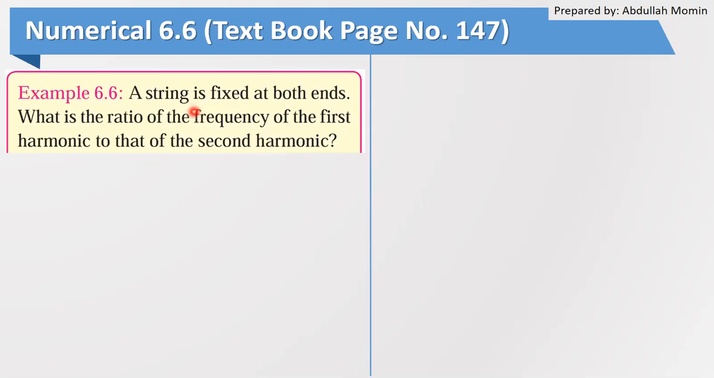So next is your example 6.6 from textbook page number 147. So what is the question? A string is fixed at both ends. What is the ratio of the frequency of the first harmonic to that of the second harmonic?